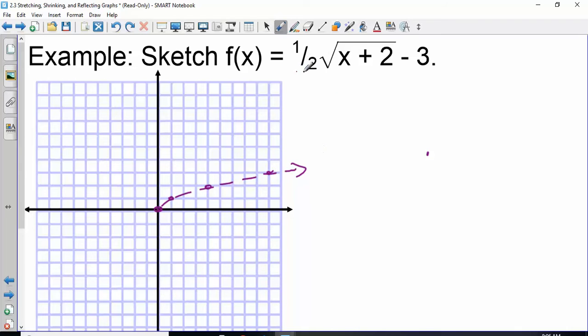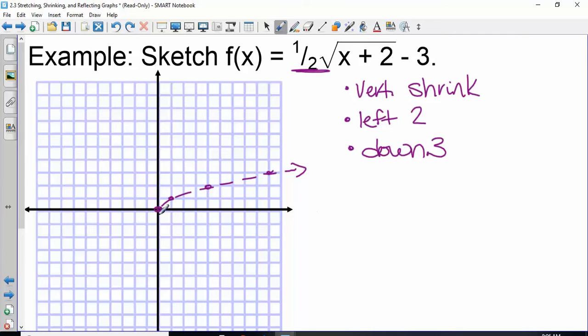Okay, what does the 1/2 out in front do? Shrinks it. Right, it is a vertical shrink. If you wrote out your ordered pairs, what it does is take your y value times 1/2. What does the +2 do? Left 2. What does the -3 do? Down 3.